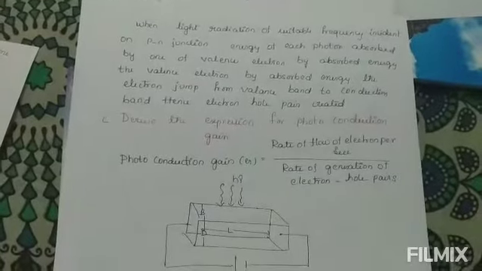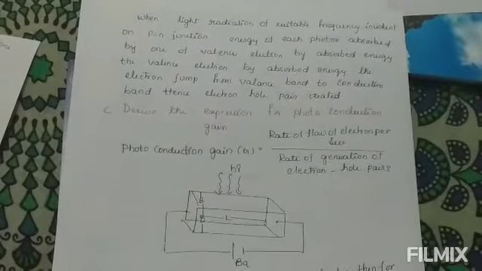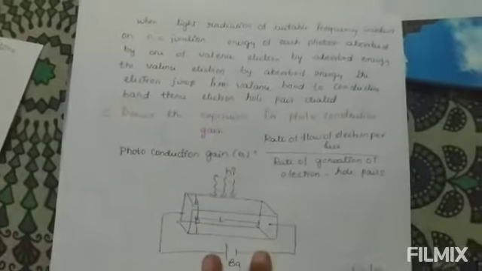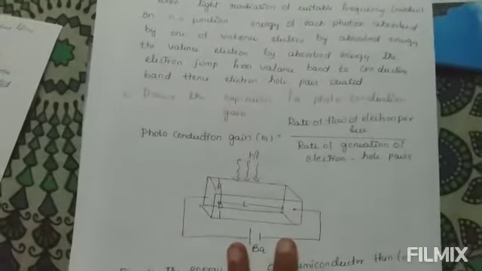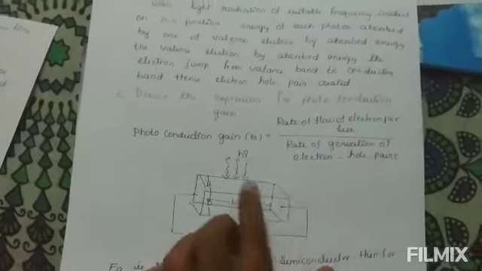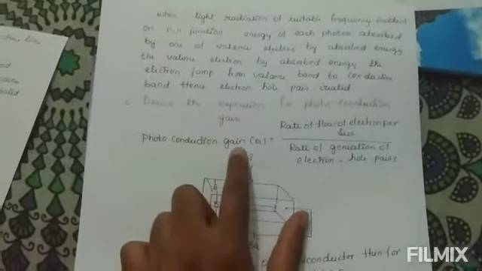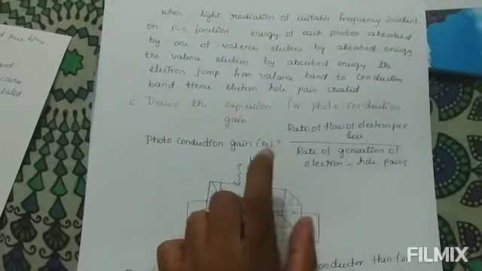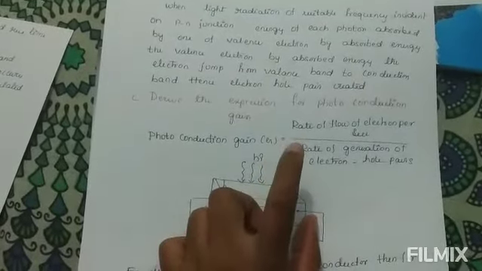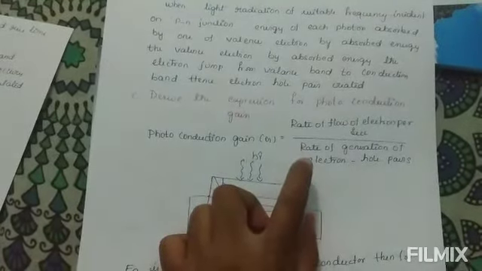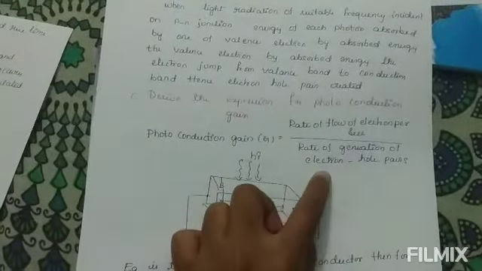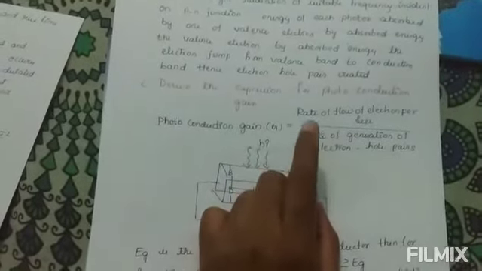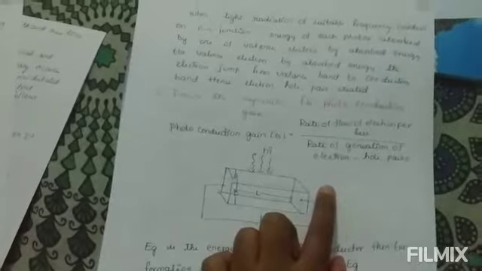Next one will be: derive the expression for photoconduction gain. This is very important. We have to derive the photoconduction gain. The photoconduction gain will be given by the rate of flow of electrons per second to the rate of generation of electron hole pairs. What will be the flow of electrons per second to the rate of generation of electron hole pairs.